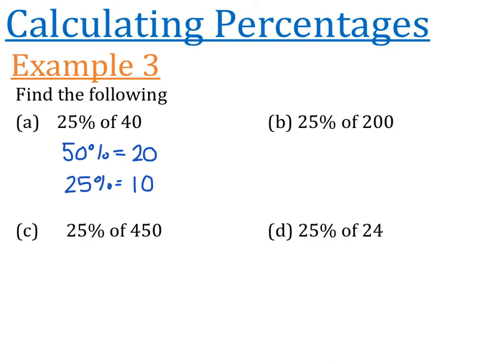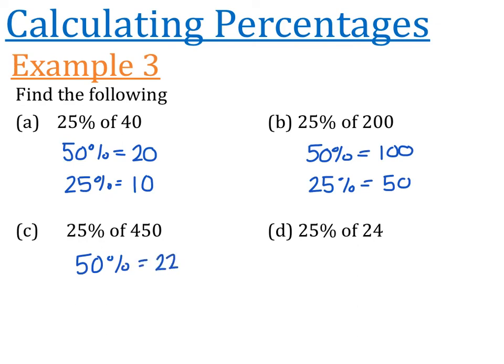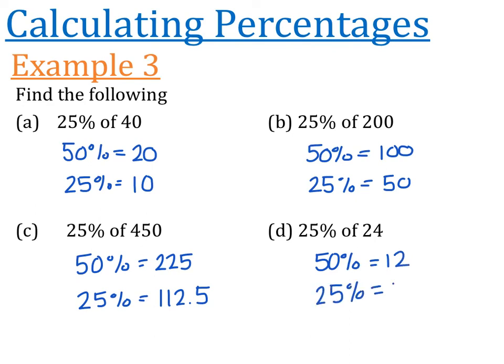Okay, same thing on the next question. 50%, what's half of 200? Half of 200 is 100. And then 25%, half that again, and you get 50. Okay, 25% of 450. I'm going to start by finding 50%. So what's half of 450? It's 225. And then if I want to half that again, so to find 25%, I'm going to half 225, which is 112.5. And then lastly, we've got 25% of 24. So 50% is 12. And 25% is half of that again, which is 6.